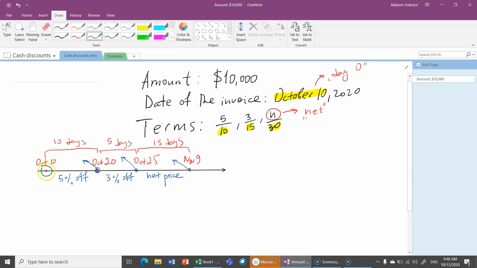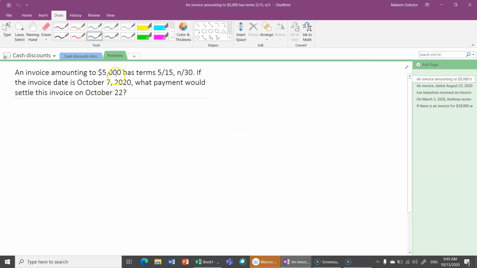It's not a good idea, for example, to pay this invoice on October 11, because you will still get 5% off, but you will forego all the interest that you could earn for 10 days if you invested this money. You could invest the money, wait for 10 days, and then pay on October 20 and keep the interest for yourself. All right, we will see how all this works using problems, and that's what we'll be doing right now.